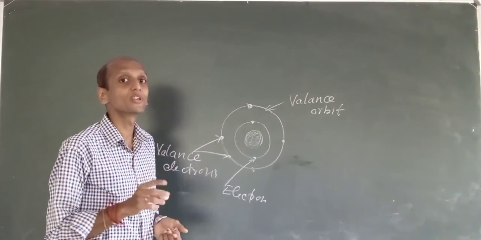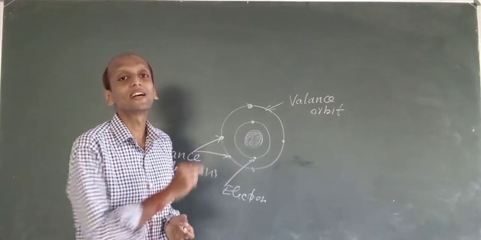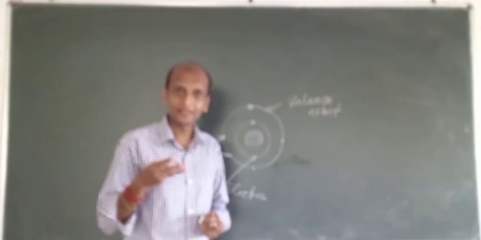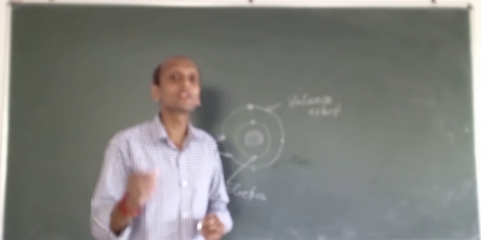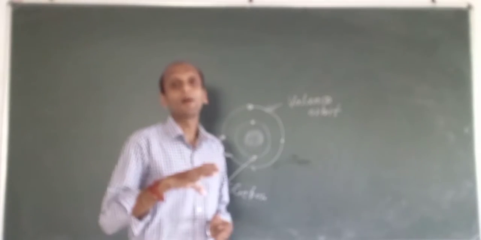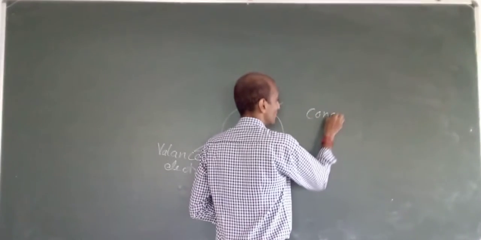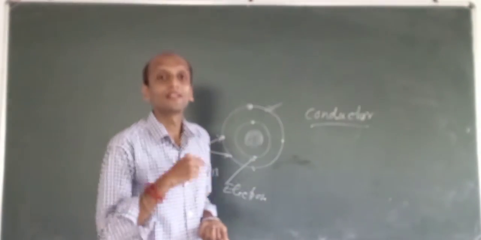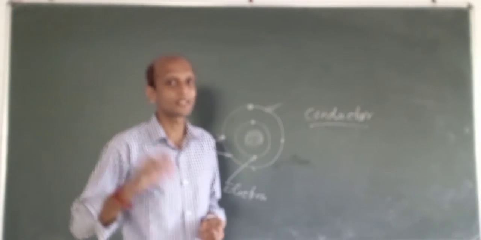Valence electrons are very important because depending on the number of valence electrons, we will decide the type of material. We have three categories of materials or matter depending on the current flow capability. A material is called a conductor when it can let electric current flow through it very easily. 100% they will conduct.